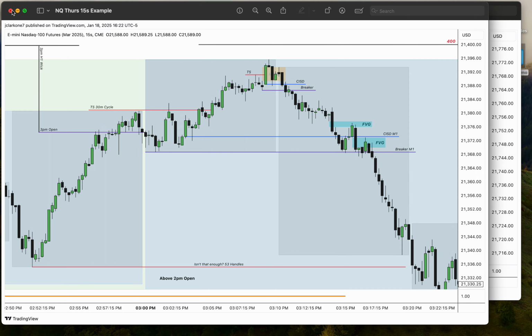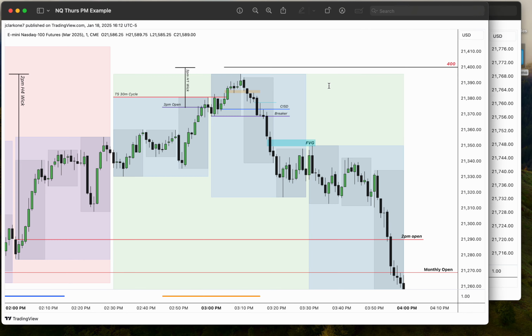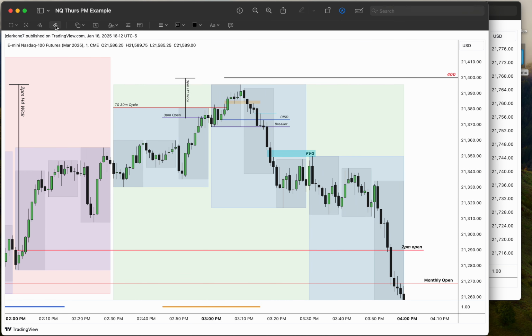Let's actually look at this example first. I'm going to show you this example. This is a 1-minute chart, and then we're going to go into the 15-second chart, and it's the same trade, just zoomed in. Same thing here, 2 p.m. open, above price. Okay, we open. We're above the opening price.